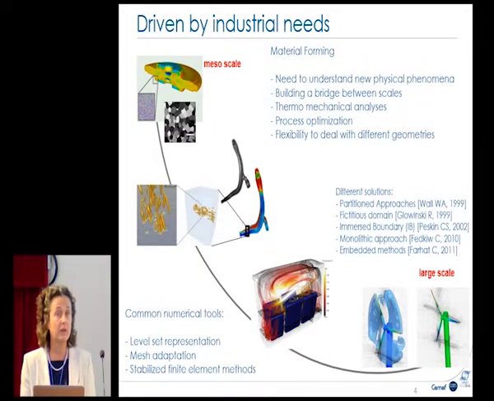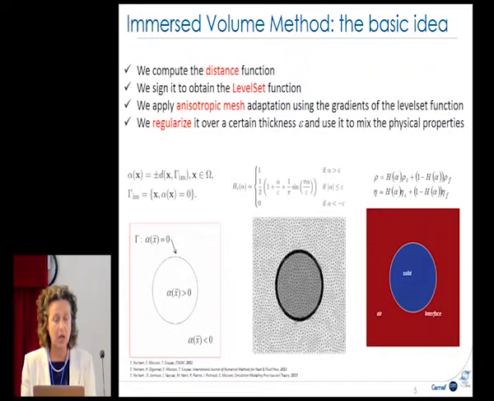So we build this distance function, and we sign it as a level set function. It means that this function is positive inside the solid, for example, negative outside, and null at the interface. So this is very useful. After that, we create a mesh in order to follow the interface with the gradient of this level set, and we have only one mesh. This is very important. We just refine the surroundings of each object on this mesh.